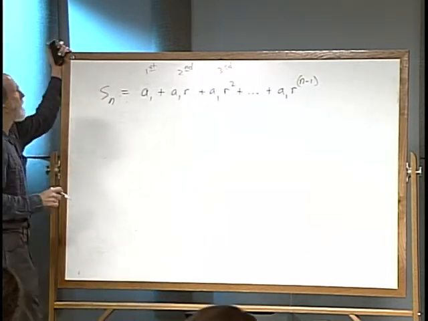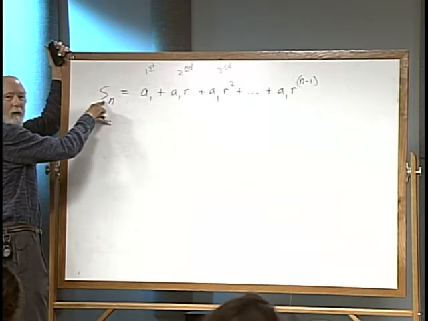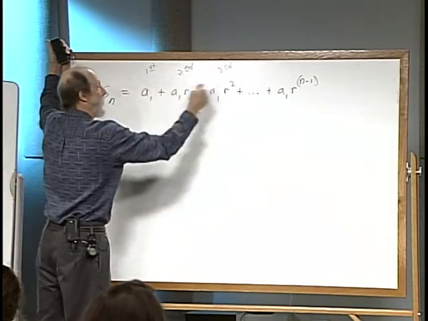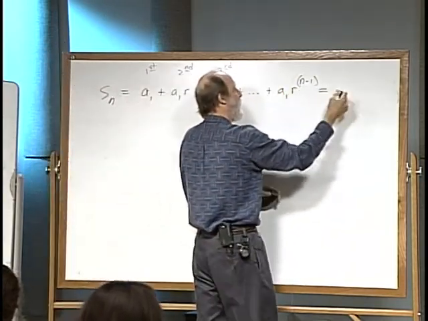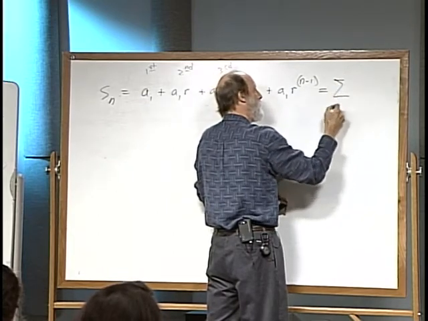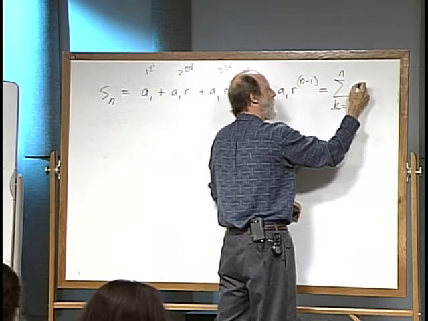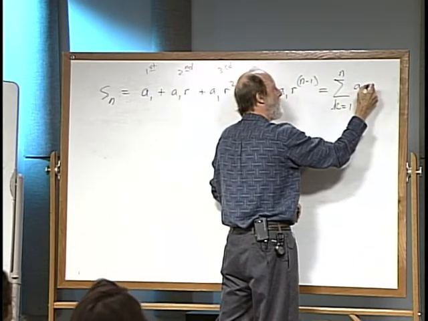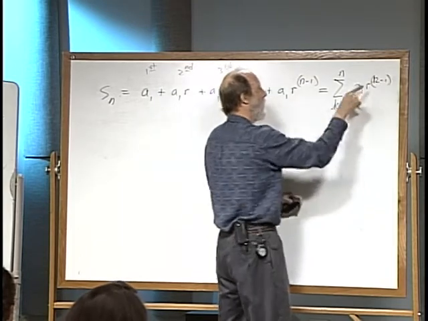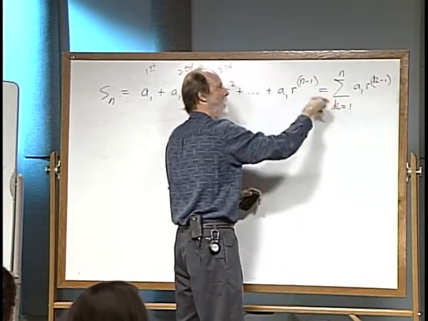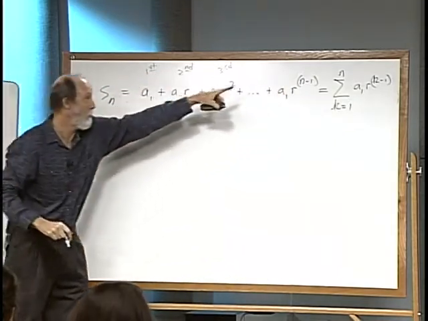Now, let's see if I can remember this proof. Let's say I multiply this partial sum. Here's a sum of terms, right? And in sigma notation, this would be k equals 1 to n, and I'd be taking a sub 1 r to the k minus 1. So there's my summation or sigma notation for this partial sum of n terms.